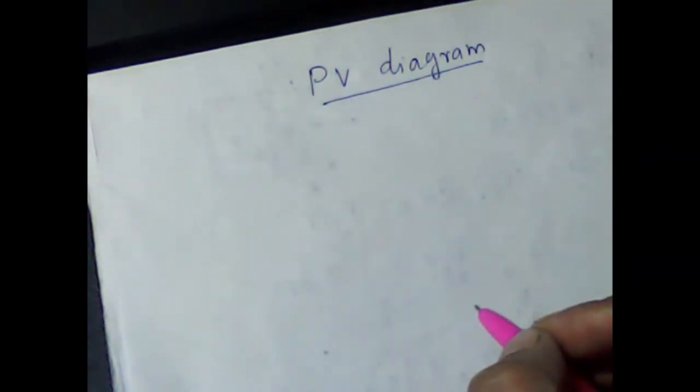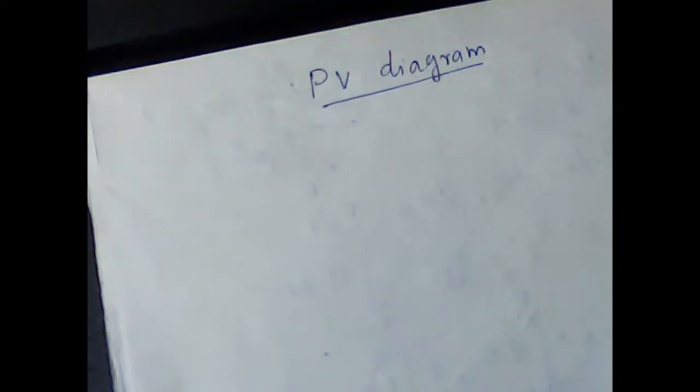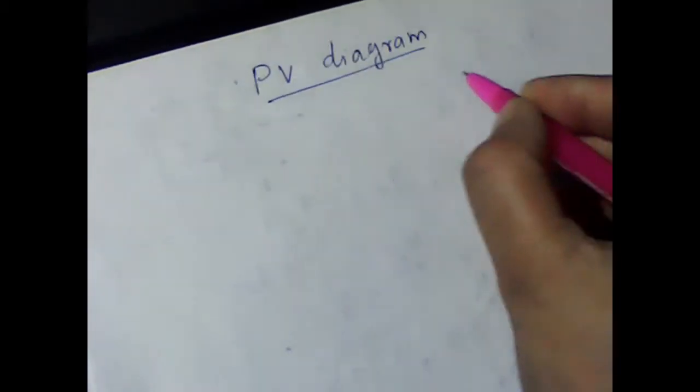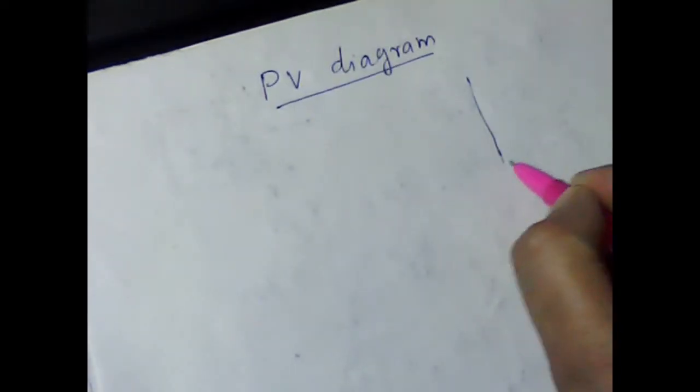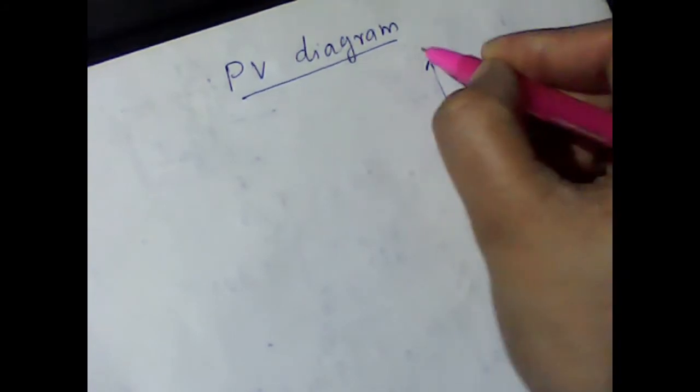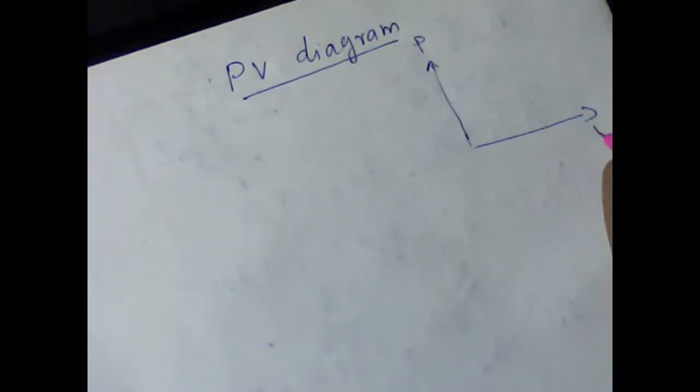Next, we had to check what is a PV diagram. What is a PV diagram? It is the diagram in which the pressure is plotted along the y-axis and the volume is along the x-axis. It is also known as an indicator diagram. That means it is a diagram with pressure on the y-axis and volume on the x-axis.